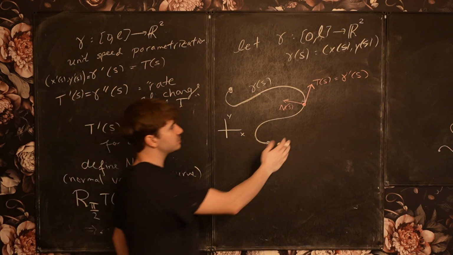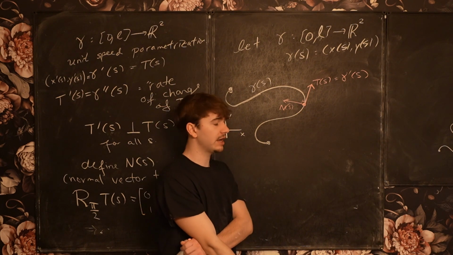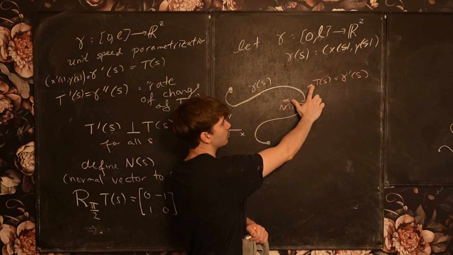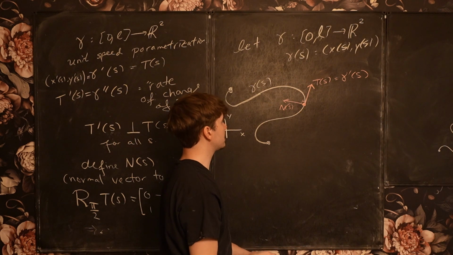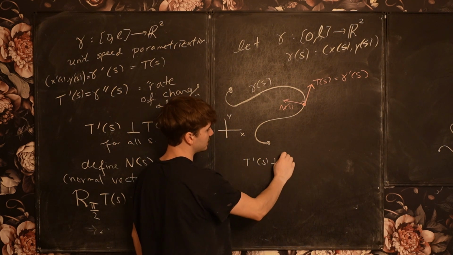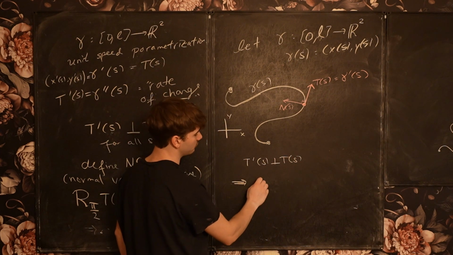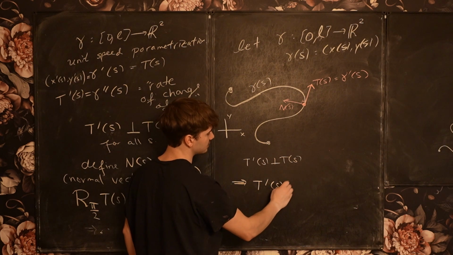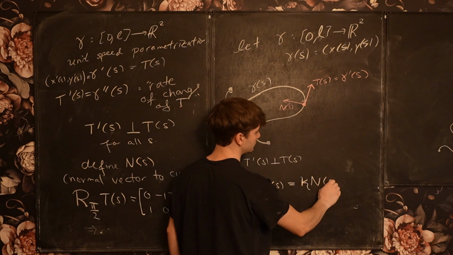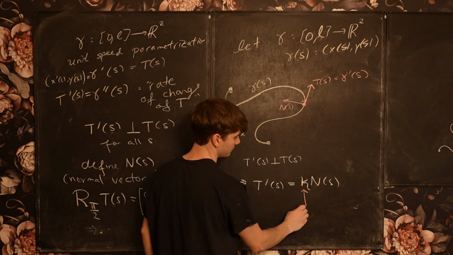So notice that these two vectors, the normal and the tangent vector, form a frame for the plane, which means they form a coordinate basis for the plane, and they're orthogonal, so they're at a 90-degree angle. So that means that if t prime of s is orthogonal to t of s, it's a scalar multiple of the normal vector. So t prime of s is some scalar multiple of the normal vector, and this scalar multiple is the curvature.